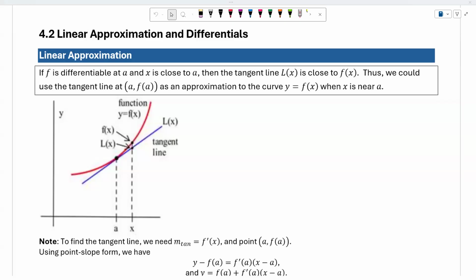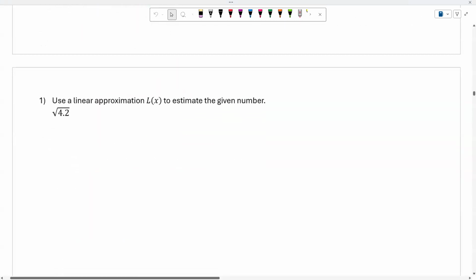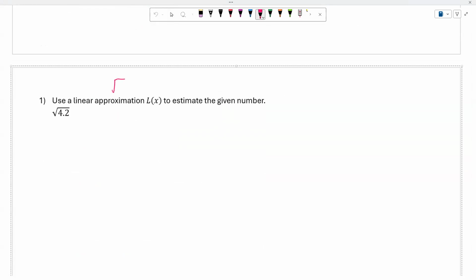Hi, in this video, I would like to talk about how we use linear approximations to help us approximate some number. For example, if I want to approximate the square root of 4.2, how do we actually do this? Of course, one thing we know is that the square root of 4.2 is in between the square root of 4 and the square root of 9.